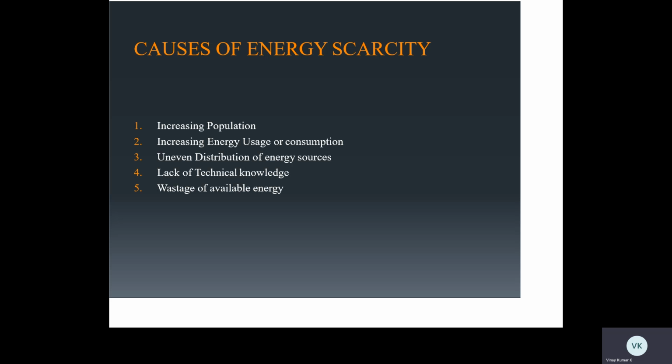And the next thing is increasing energy usage or consumption. Let's see how this affects energy scarcity. As civilization advances, man and present technology depend on energy usage. So energy is constantly used at home, at work, and for enjoyment also. So we need to mitigate these kinds of unnecessary usage of power. This energy provides society with daily electricity, and it powers industry.